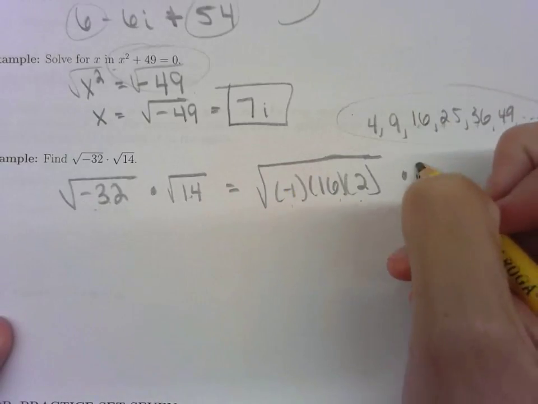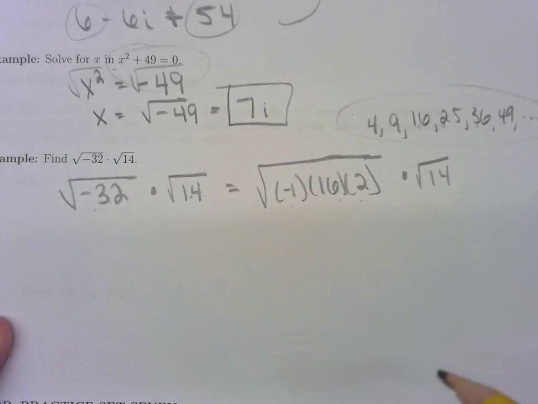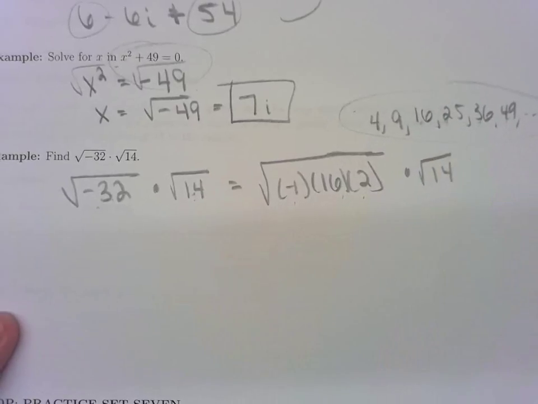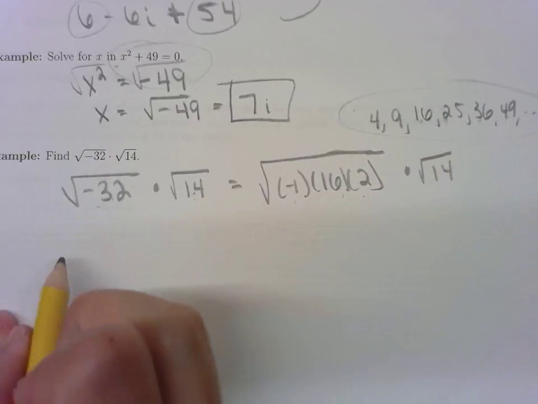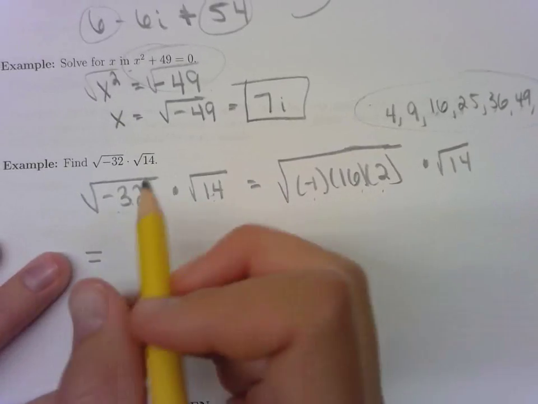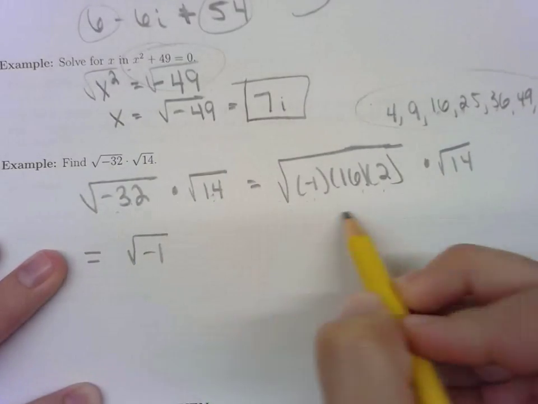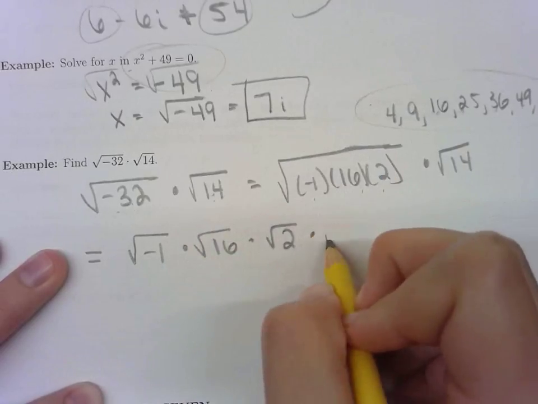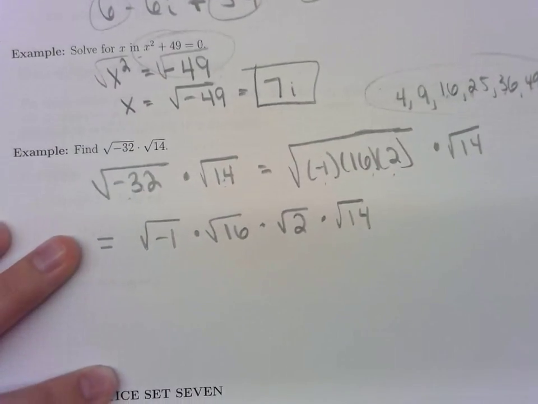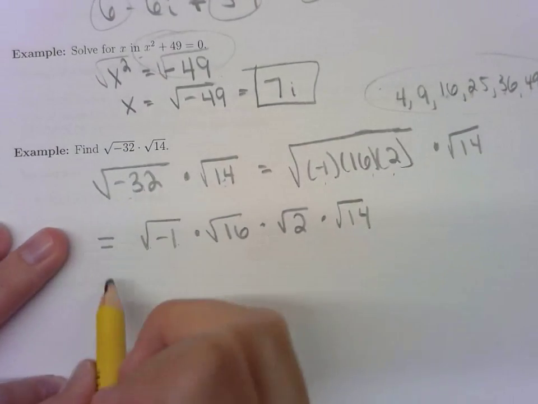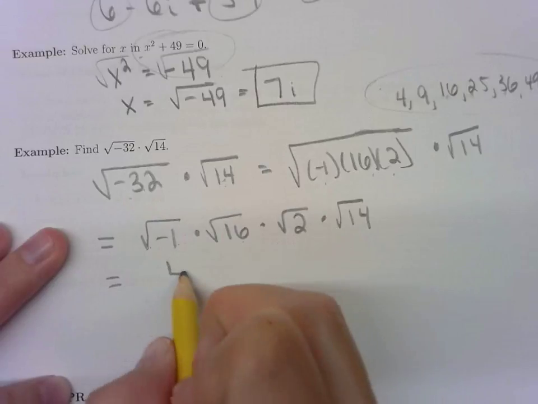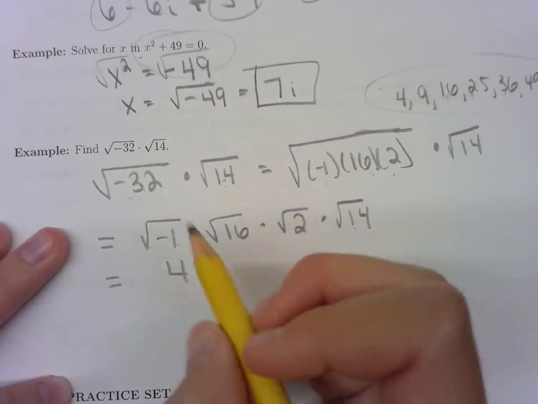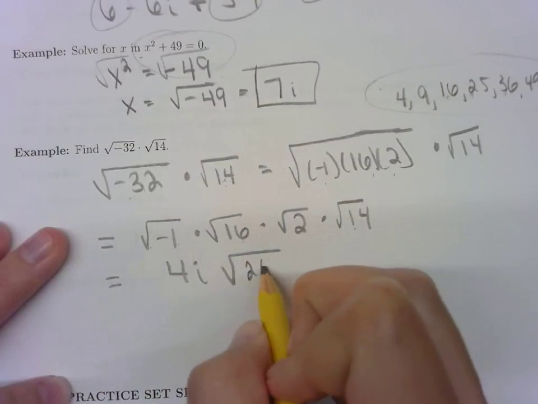Then we have the square root of 14. Okay, do we have a perfect square that goes into 14? No, we do not. Alright, so again, let's break this down. So this will be the square root of negative 1, I'm breaking this down here, times the square root of 16 times the square root of 2, and then we also have the square root of 14. Now let's go ahead and simplify. The square root of negative 1 is i, the square root of 16 is 4, so we'll have 4i here. We don't know the square root of 2, we don't know the square root of 14, but we can go ahead and combine that. 2 times 14 is 28.